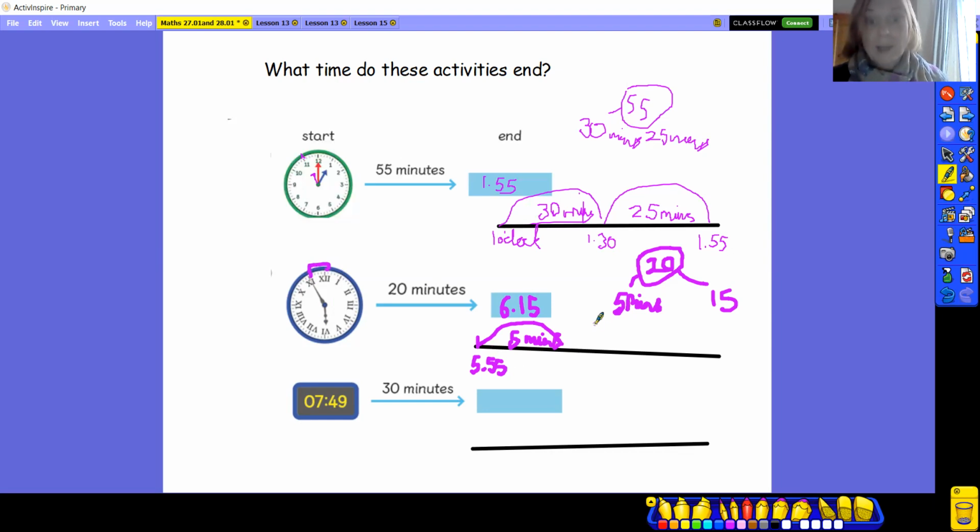And then to add 5 minutes, that takes me to 6 p.m. Oh, actually, I don't know it's p.m., do I? 6 o'clock. Oh no, a little bit more writing. Okay, 6 o'clock, very messy. And then I've got 15 minutes left to add. So I'm going to add 15 minutes.